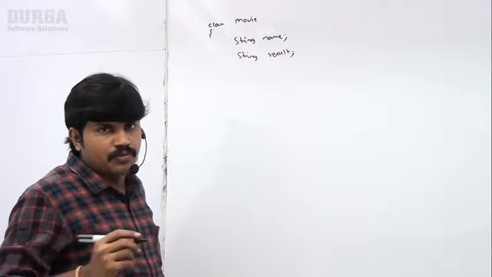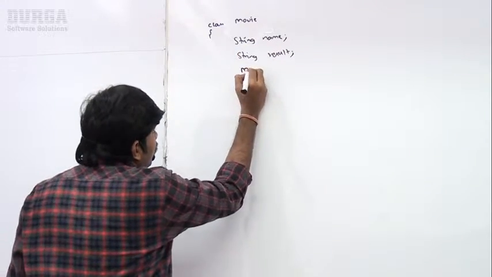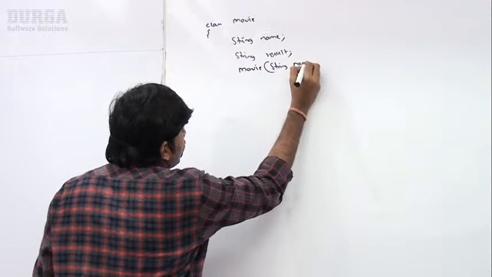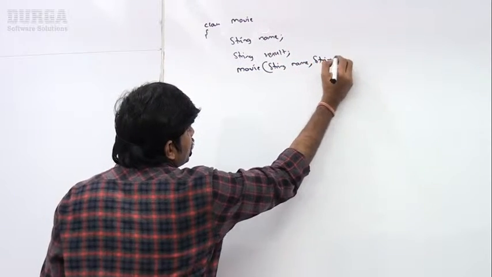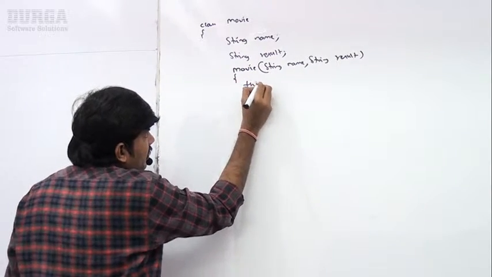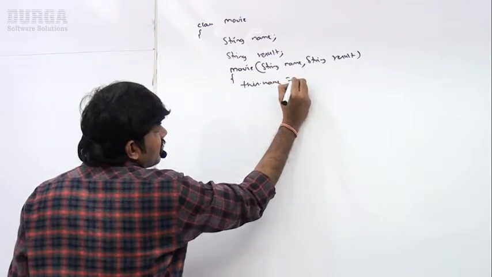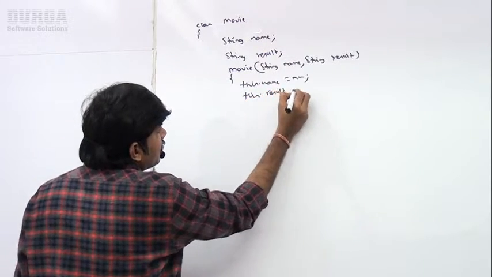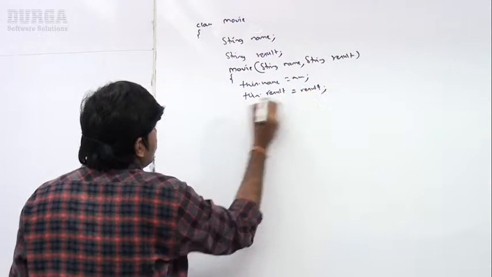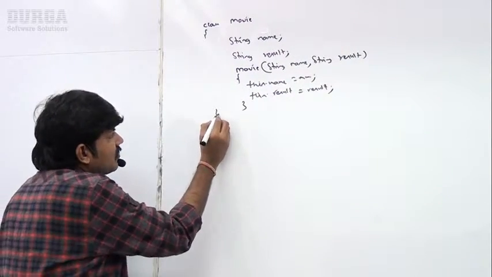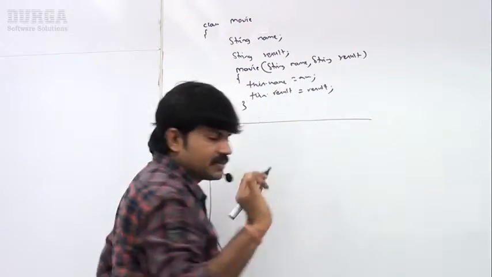What is the name of the movie? Now I'm taking the constructor Movie(String name, String result). this.name = name; this.result = result, like this, right? So that's all. This is about my Movie class.